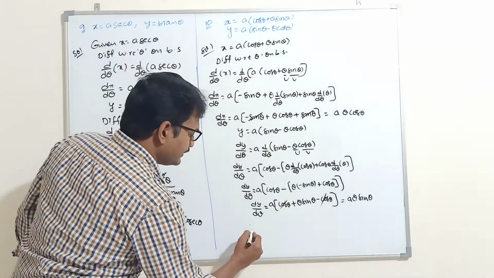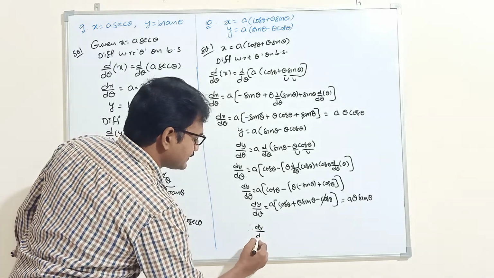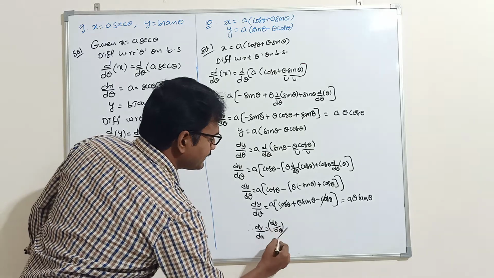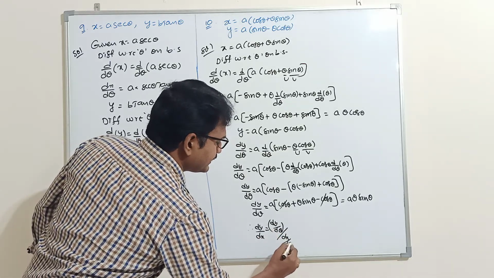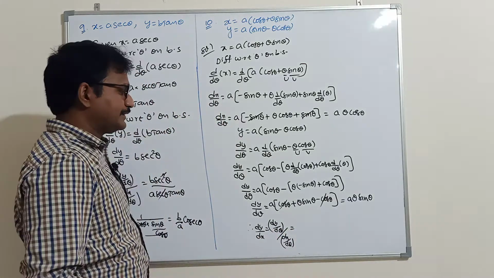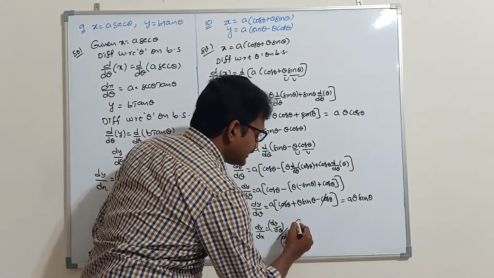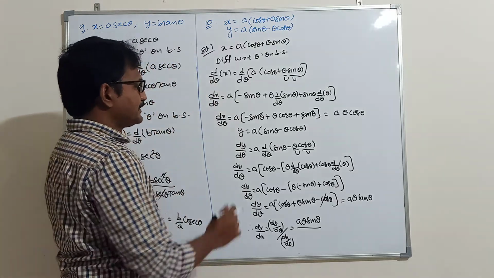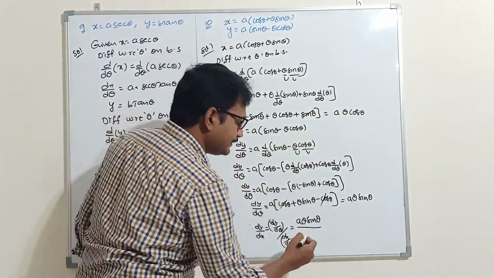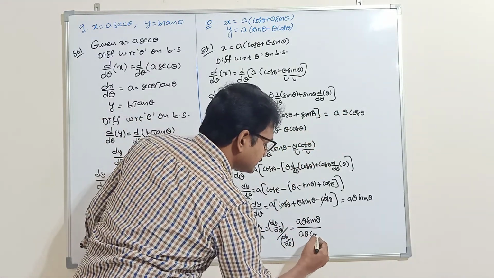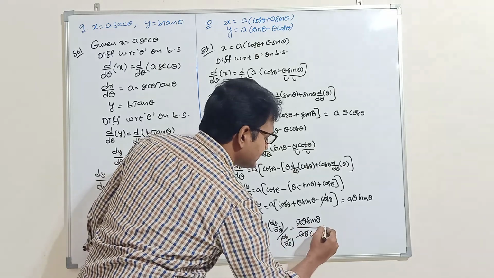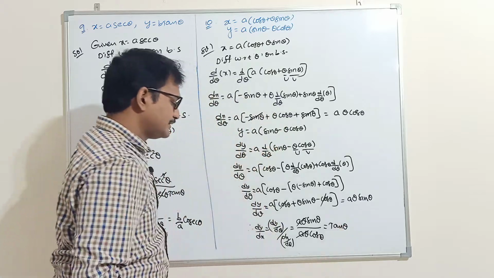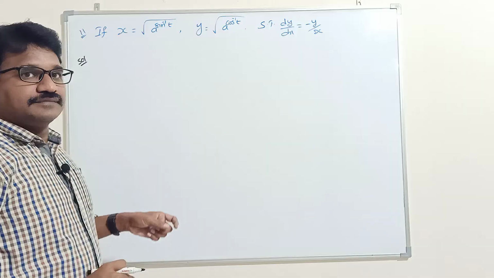Therefore dy by dx is equal to dy by d theta divided by dx by d theta. What is the dy by d theta value? A into theta sin theta, divided by the dx by d theta value, a into theta cos theta. A theta gets cancelled. Sin theta by cos theta is how much? Tan theta. This is the value of dy by dx.